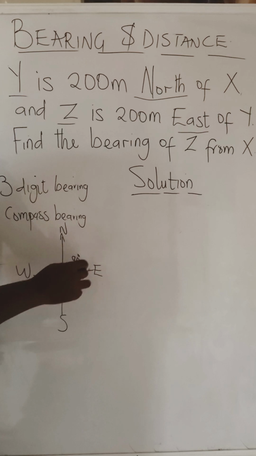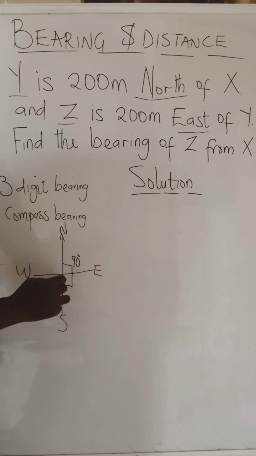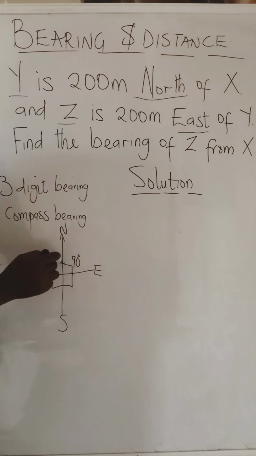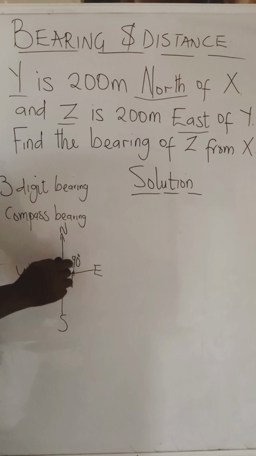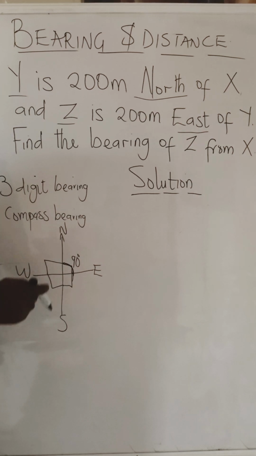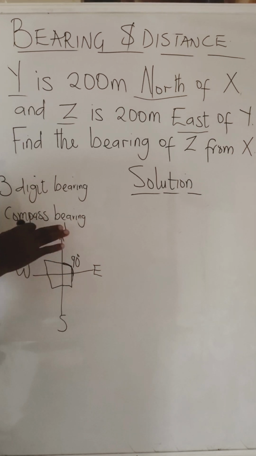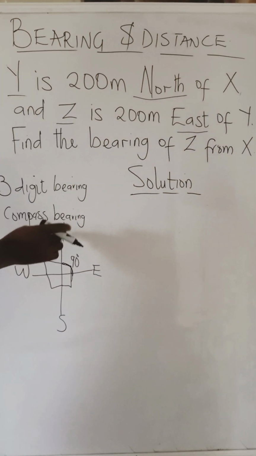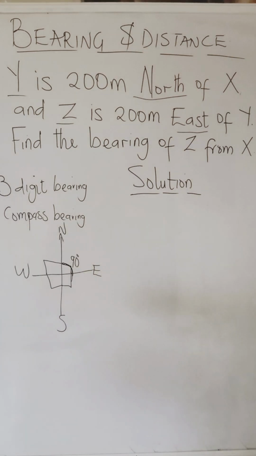Every angle between one cardinal point and the next is 90 degrees. Between east and south is another 90 degrees, between south and west is 90, and between west and north is 90, and the total will give us 360. Also, the angle is measured, or calculated, in a clockwise manner. All right, so having understood what our compass bearing is, we are going to make use of some of these things to answer the question.